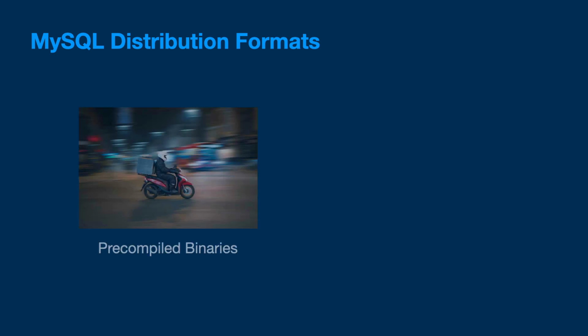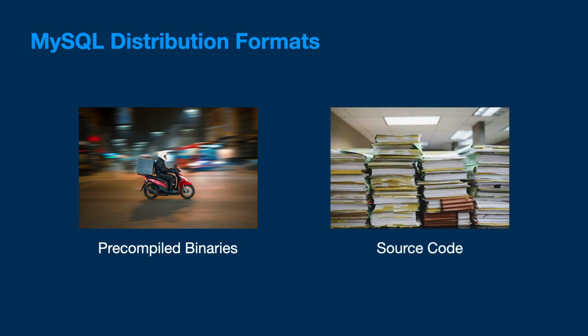With your platform and track, the next choice is distribution format. The first of these is precompiled binaries. These are ready-to-go programs packaged up and delivered to your computer, and come in familiar formats such as RPM or DMG files. Another choice is to build from the source code.